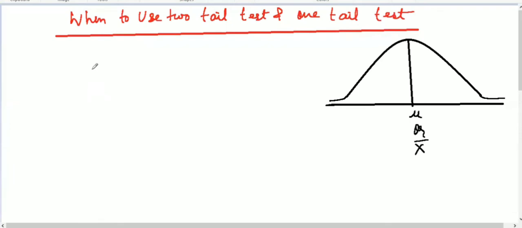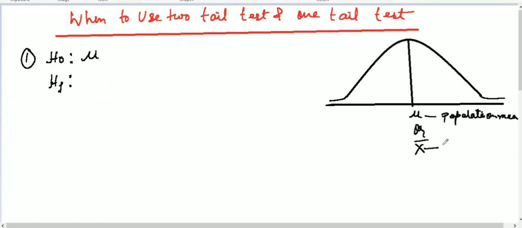From your question, first, H0 represents the null hypothesis and H1 represents the alternate hypothesis. From your question, if a condition is given on the null hypothesis with mu, this is mu, the population mean, and this is X bar, the sample mean.